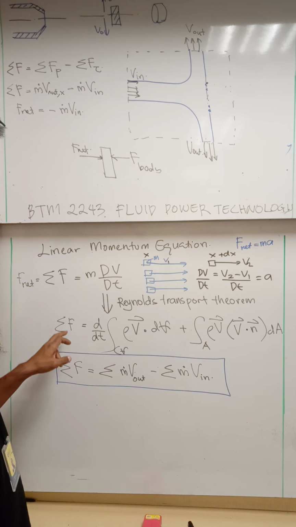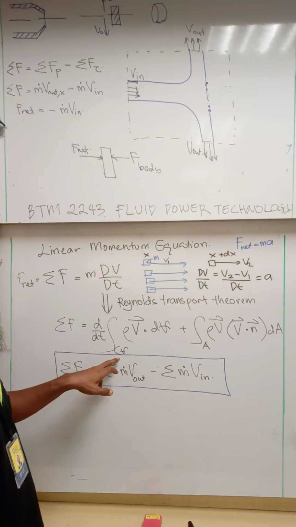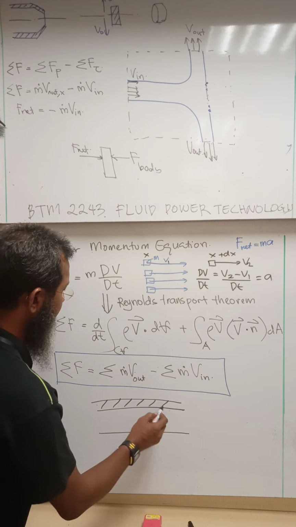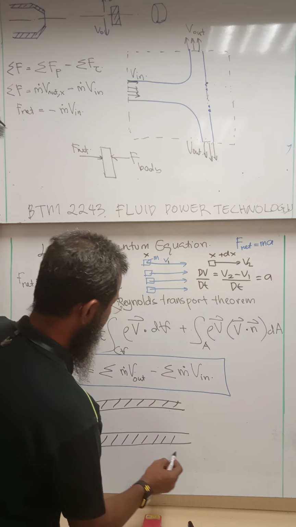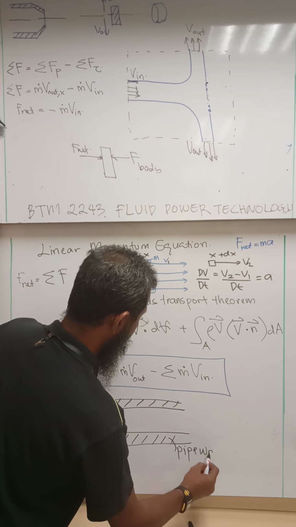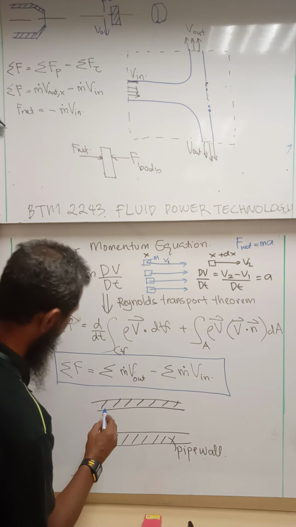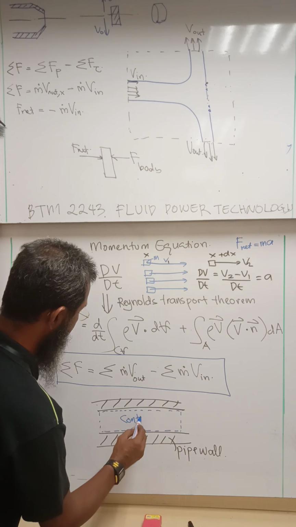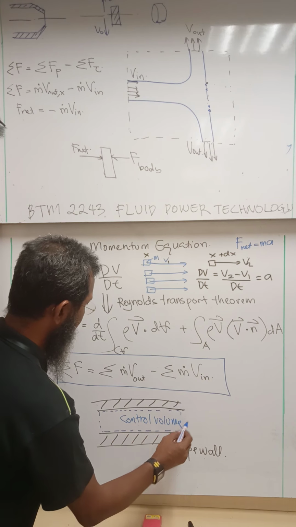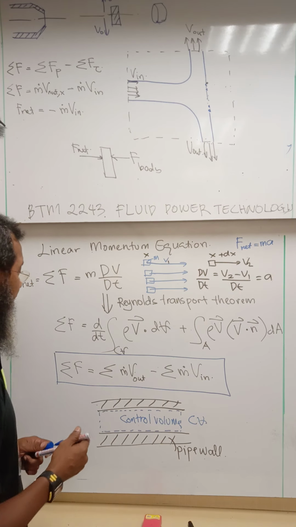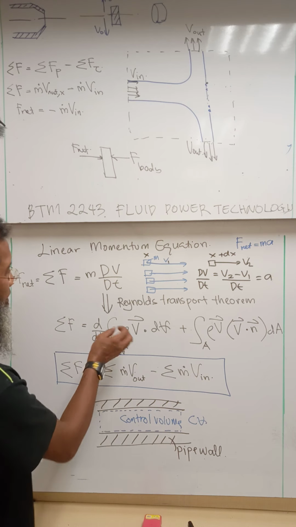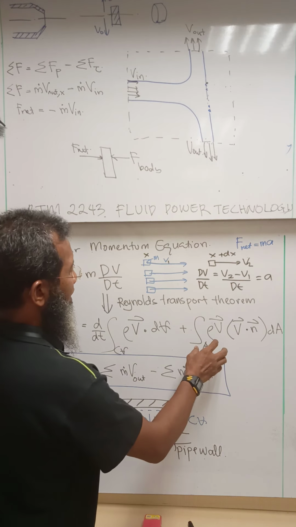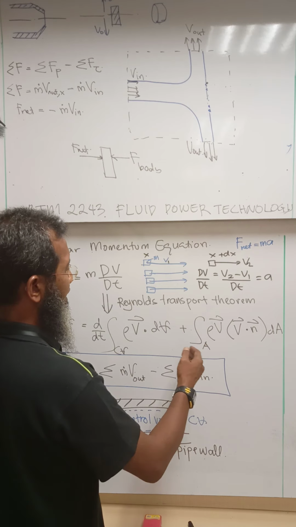So we have all the forces acting on the volume, not on the control volume. Let's say this is a pipe, right? This is the pipe wall. And this is the control volume, right? The volume V. Or you can call it CV, right? So the force acting on this control volume causes it to expand or shrink, with the net momentum flux that is leaving and entering the system.